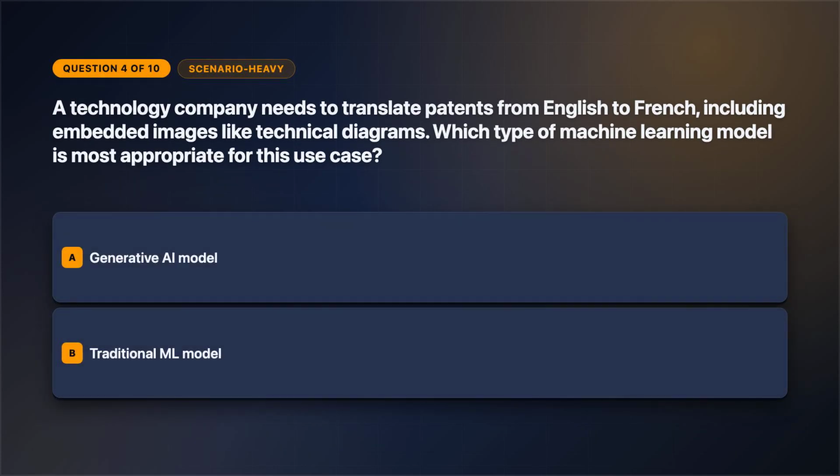Here we go, question 4. Convert the story into selection criteria. A technology company needs to translate patents from English to French, including embedded images like technical diagrams. Which type of machine learning model is most appropriate for this use case? Select one answer. Review the answer choices on screen.